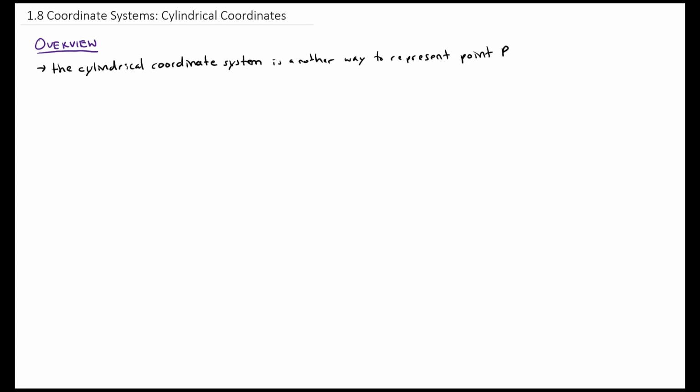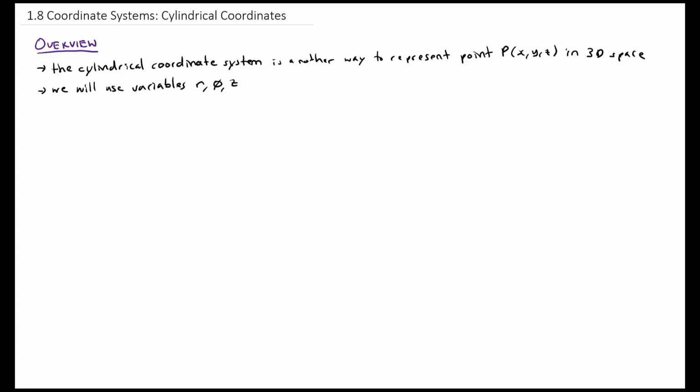Let's quickly go through an overview of the cylindrical coordinate system. So just to be brief, the cylindrical coordinate system is another way to represent point P(x, y, z) in 3D space. We will use variables r, phi, and z.